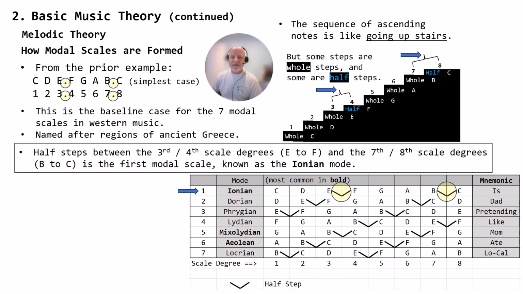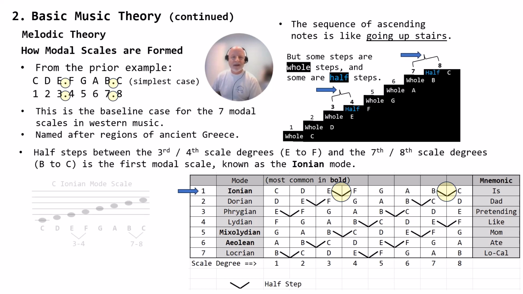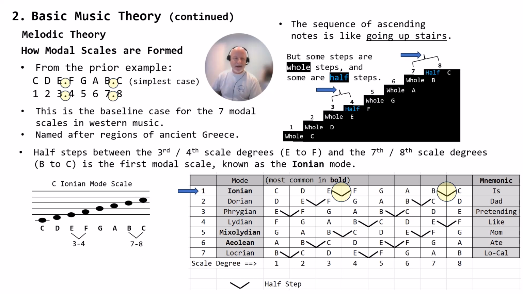So there you go. I'm just again emphasizing, here are our half steps between the third and the fourth and the seventh and the eighth, and that defines the Ionian mode. And a musical staff is 5 lines horizontally with little ovals that will either be on a line or in a space. So here you have the notes of the C major, C Ionian mode scale on a staff, and so you see C, D, E, F, G, A, B, C, and where the half steps are.